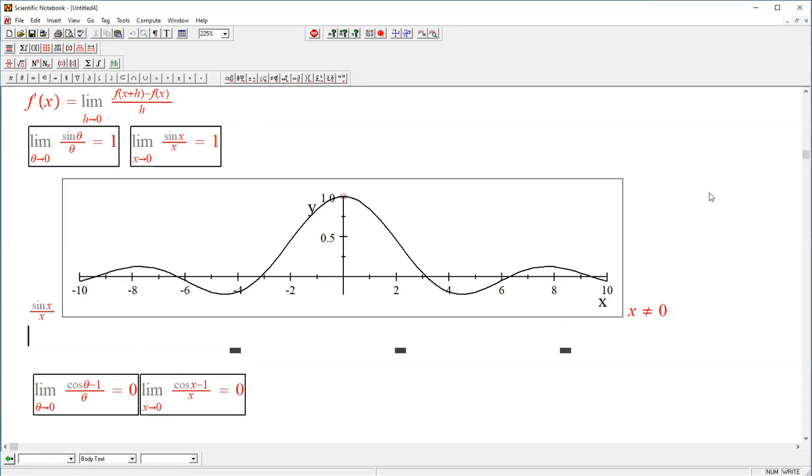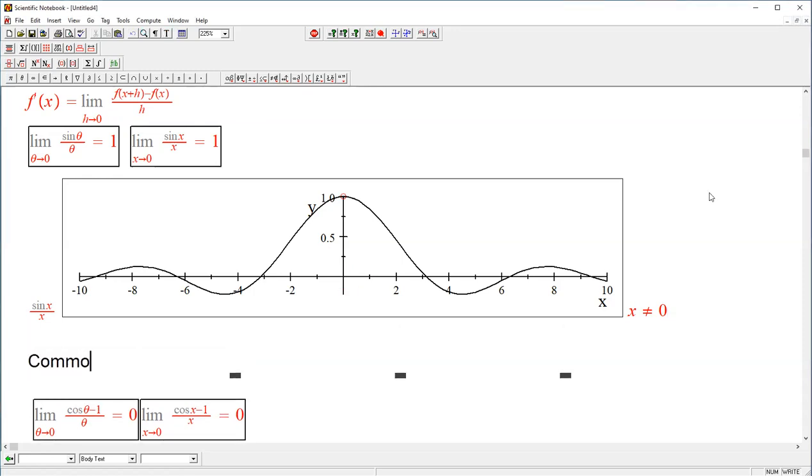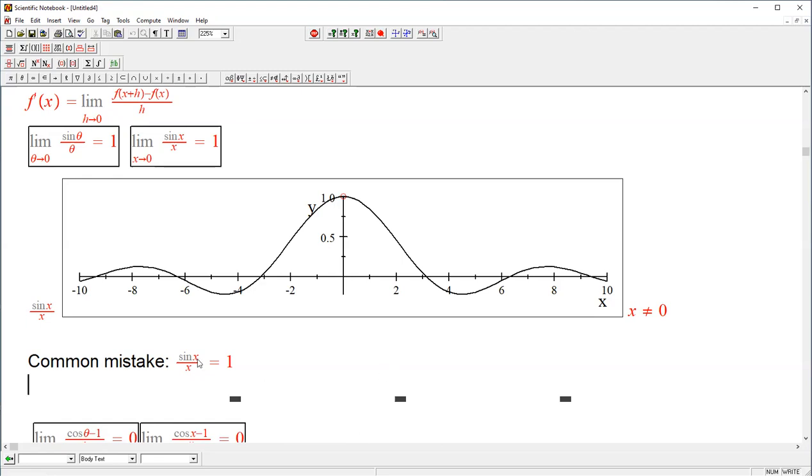Common mistake: some people just write it down, something like this. This is a very, very bad mistake, because without the limit in front of it, it doesn't equal 1. In fact, sine x over x is the entire curve from negative infinity to positive infinity, and it doesn't equal 1. So that was a common mistake.